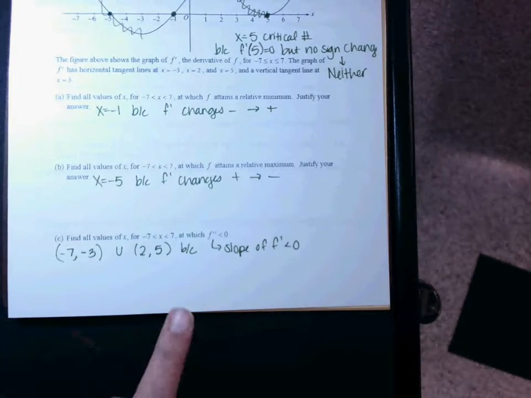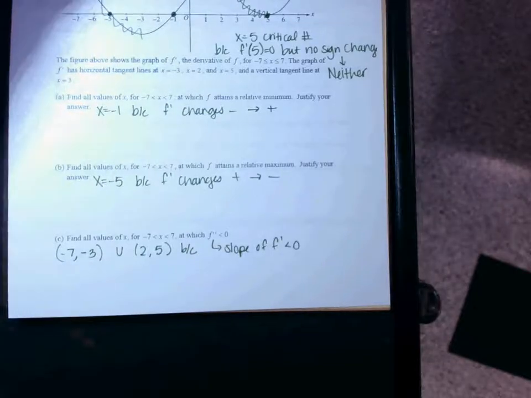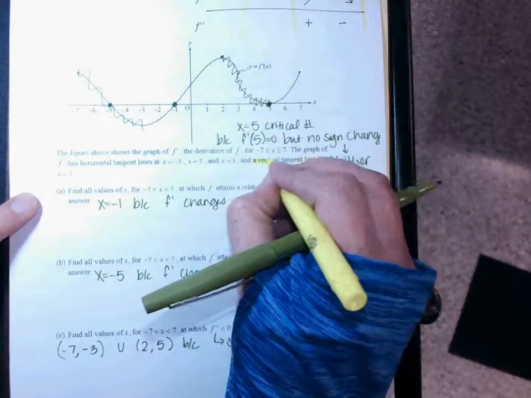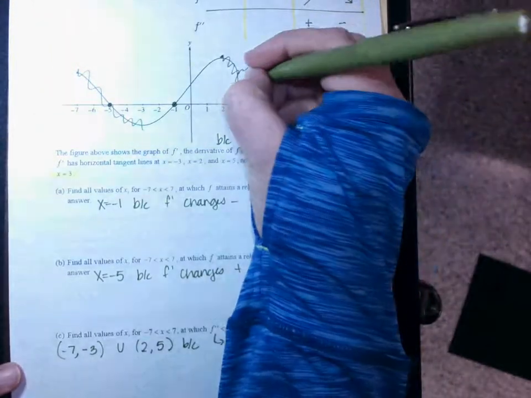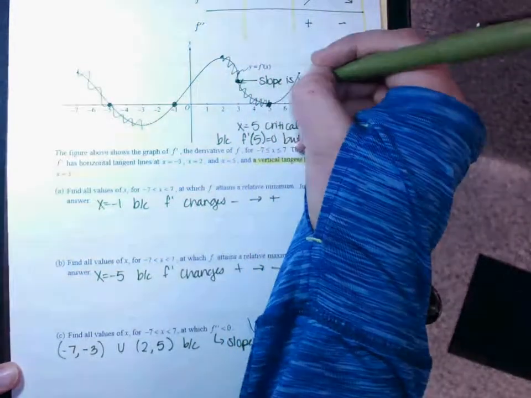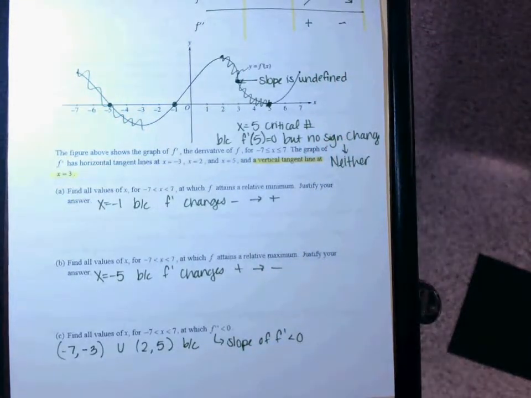The problem is with this second interval. Go back and read the question. What does it say happens at 3? You have a vertical tangent. So at 3, your slope is what? Not 0. Undefined. So at this point right here, your slope is undefined, which means you cannot include 3 in your interval.